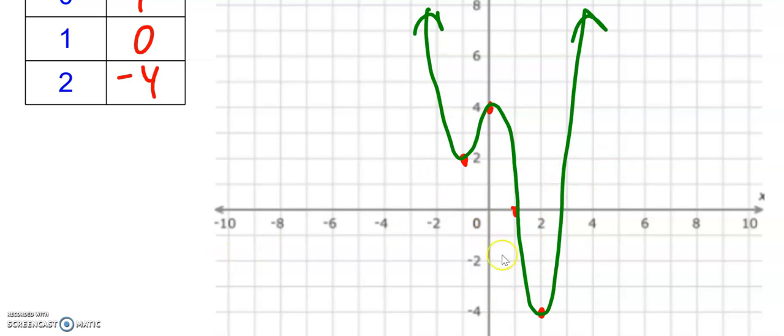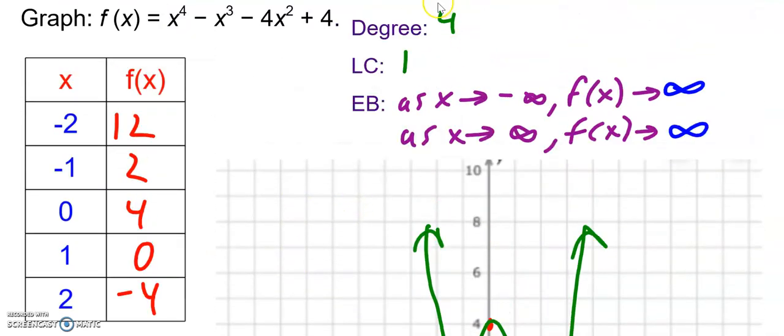Okay, so hopefully your graph looks something like this. How did I get that? Degree is 4, leading coefficient's 1. As x goes to negative infinity, f(x) goes to infinity. As x goes to positive infinity, f(x) also goes to positive infinity. Degree is even, leading coefficient's positive, so it's up, up.